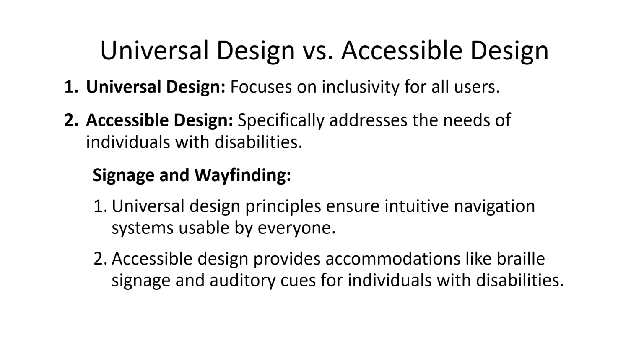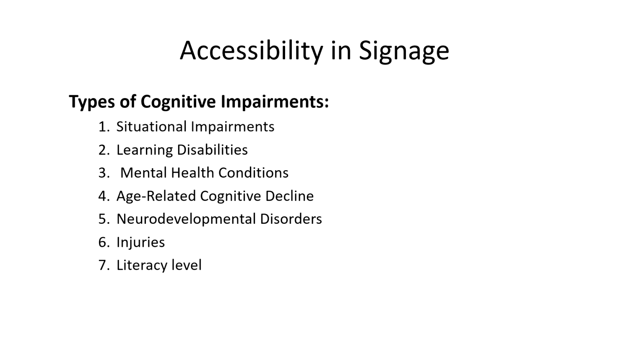Universal design promises inclusivity from the outset, while accessible design targets specific accommodations for individuals with disabilities. So, both approaches are essential for creating truly accessible and usable environments. When implementing signage and wayfinding systems, considering both universal and accessible design principles ensures accessibility for all users. Let's now talk about accessibility.